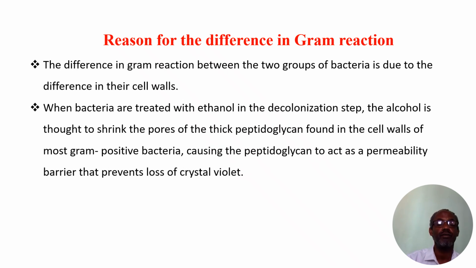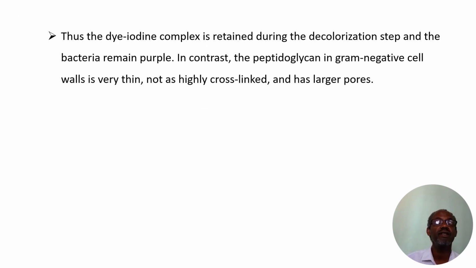When bacteria are treated with ethanol in the decolorization step, the alcohol is thought to shrink the pores of the thick peptidoglycan found in the cell walls of most gram-positive bacteria, causing the peptidoglycan to act as a permeability barrier that prevents loss of crystal violet. You see, the crystal violet will not be washed out of the cell wall of the gram-positive bacteria. And thus, the crystal violet-iodine complex is retained during the decolorization step and the bacteria remain purple, gram-positive bacteria.